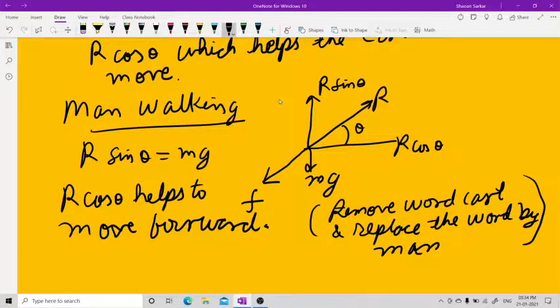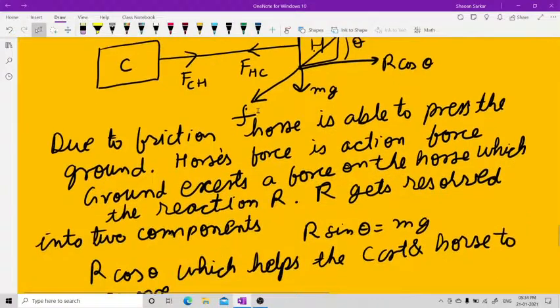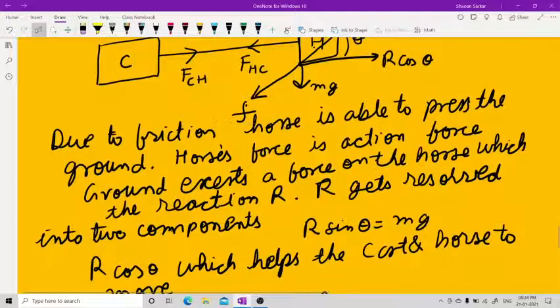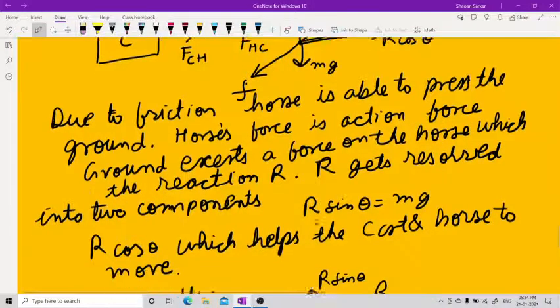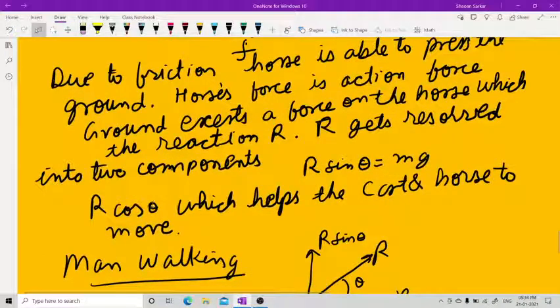See, I'll help you. I'll read it for you. How to write it: due to friction, man is able to press the ground. Here you will write man's force is the action force. Ground exerts a force on the man, which is the reaction force, the reaction R. R gets resolved into two components, R sin theta equal to mg, and R cos theta, which helps the man to move. That's all. You will have to just change this much. The language remains the same.